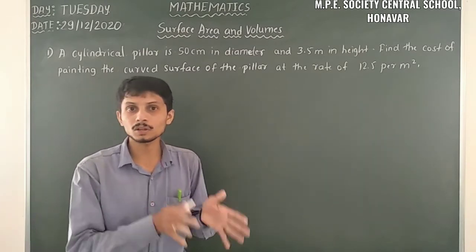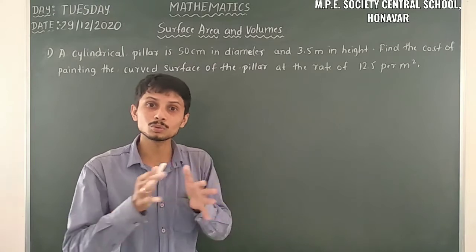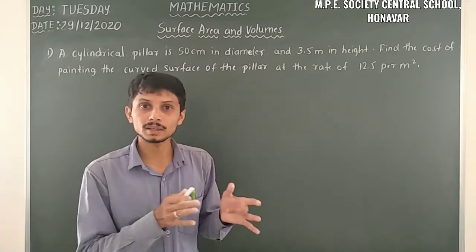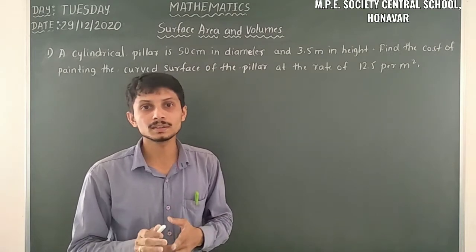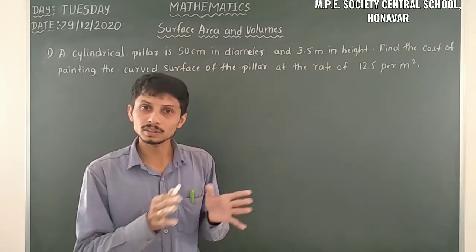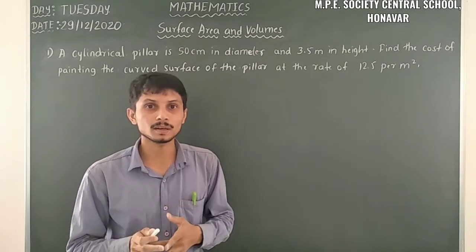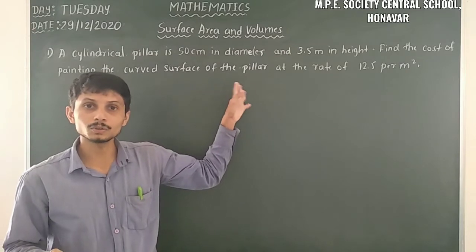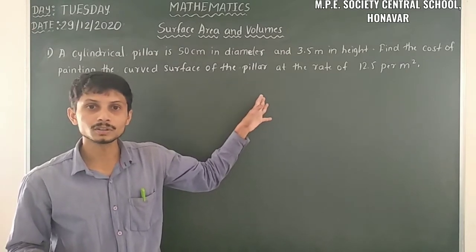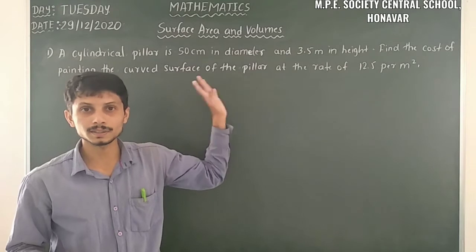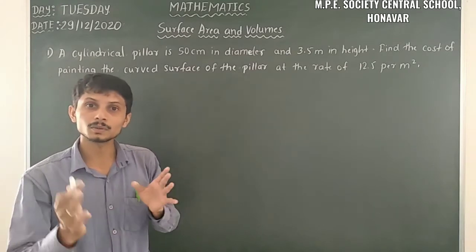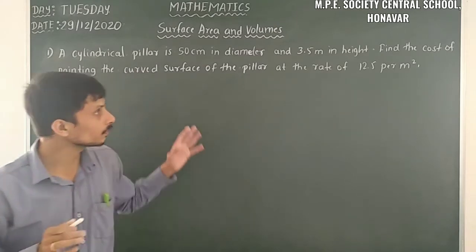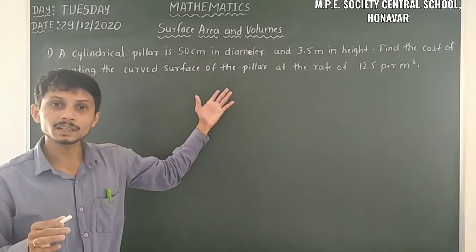If you don't know how to do the cost problems and how to relate the cost here, you can refer to surface areas and perimeters. So using the known things we have to find out the cost of painting the curved surface area. The curved surface area means only the curved part we have to paint, not the top and the bottom part. So firstly we have to find out the curved surface area.